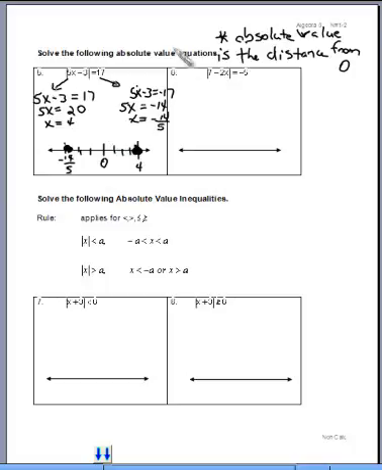All right, let's do number 6. Same exact thing. We set up two equations. 7 minus 2x is equal to negative 5. And then we have 7 minus 2x is equal to 5, and I put 7x, so I need to erase that. Okay.